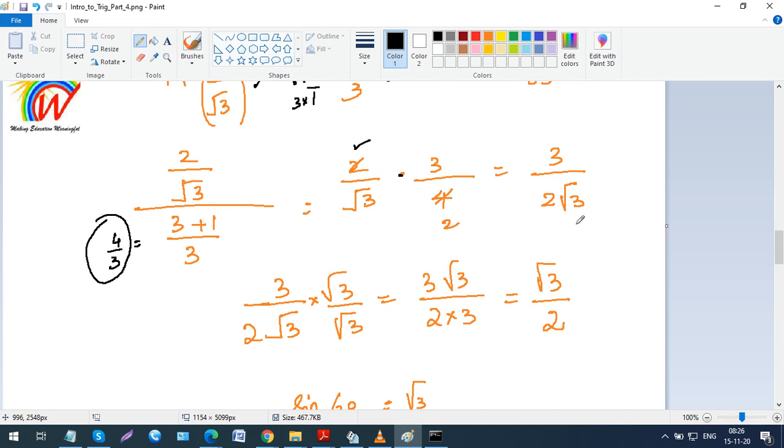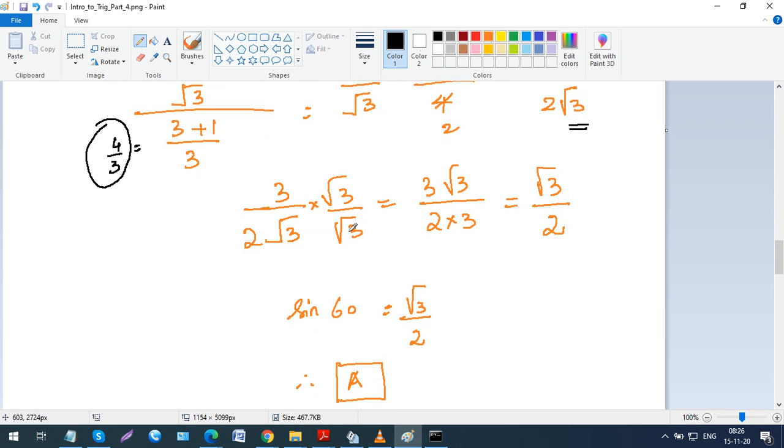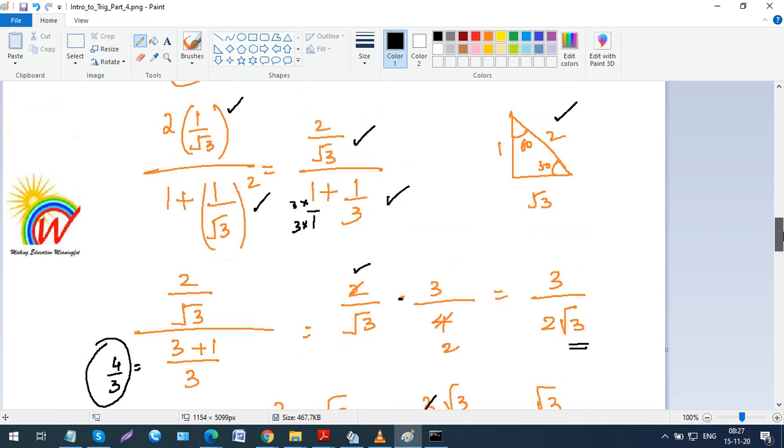You should never leave the answer with the root in the denominator. So you rationalize it. You multiply by root 3 by root 3, that gives you 3 root 3 by 2 into root 3 into root 3, which becomes 3. So 2 into 3. Now you see the 3 and the 3 get cancelled and you simply get root 3 by 2. So we have to check what it is equal to, right?